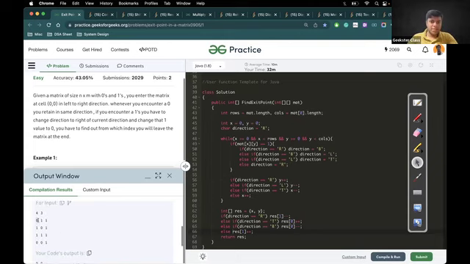Let's check. 0, 0, go towards right, go towards down, go towards left, go towards upwards, go towards right, then right only, then down, then left. Okay, wait. Then upwards. Then we can say upwards only. Then finally from upwards right, then down, then left, and then finally upwards, and then finally out of the matrix. So I guess I am correct.